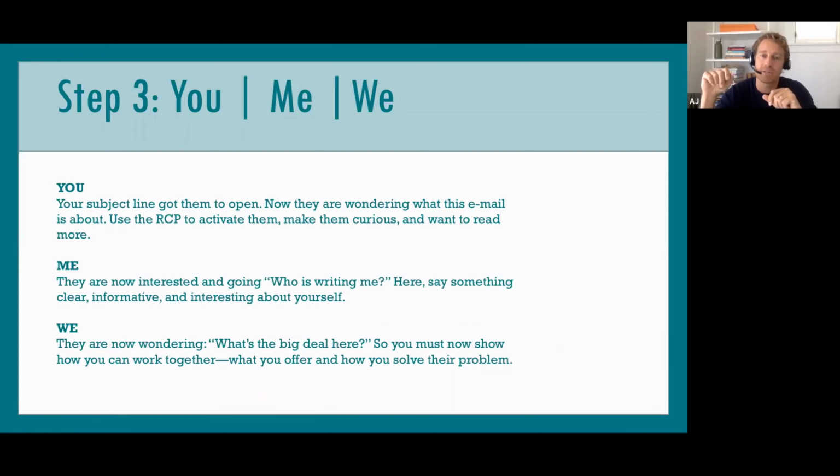And if you use this template in all of your cold sales emails, I think this is a way of just writing more efficiently. I just need to do you, me, we in the body: you, me, we. So what do I mean by you? You're writing to you, the client, the reader.